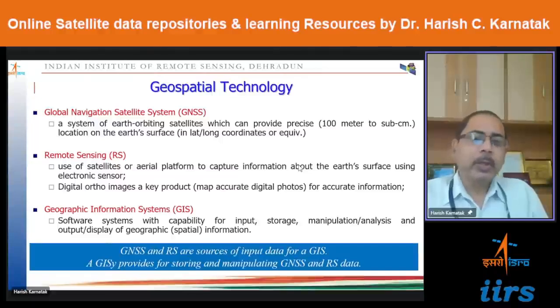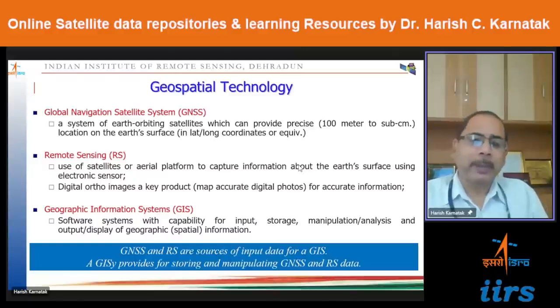So as I told you, geospatial technology is basically an integration of many technologies, and these three technologies shown to you right now are global navigation satellite system. It is a constellation of satellites launched in space, and these satellites are basically used for getting the location information with respect to the coordinates of an object.